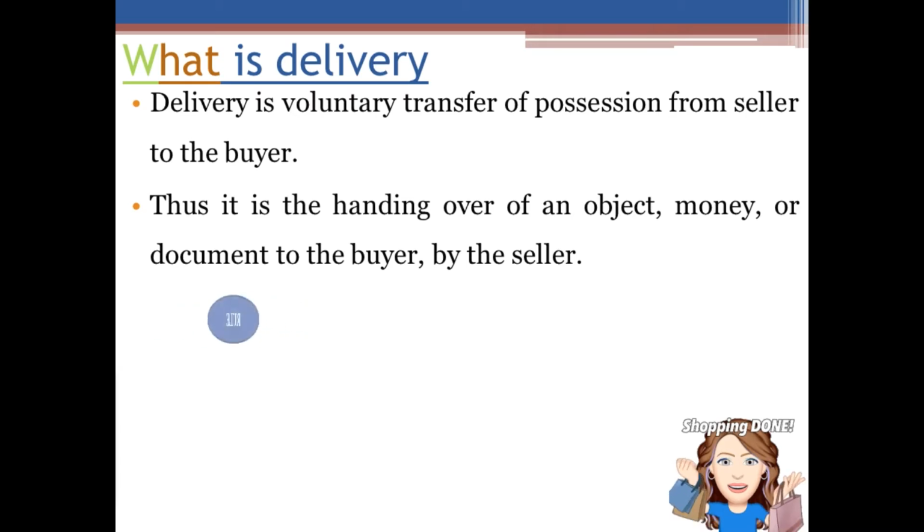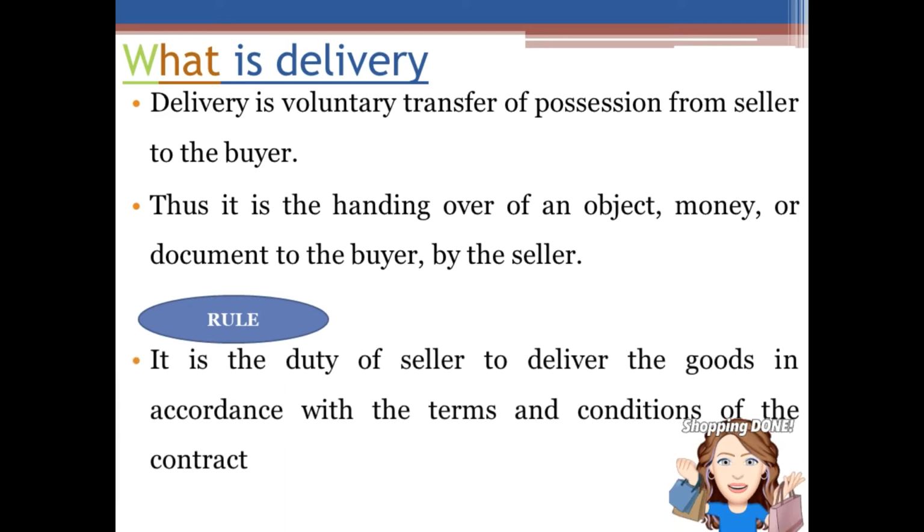Let us look at the general rule. The general rule is that it is the duty of the seller to deliver the goods in accordance with the terms and conditions of the contract between the buyer and the seller. So it is the duty of the seller to deliver the goods to the buyer. That is the general rule.